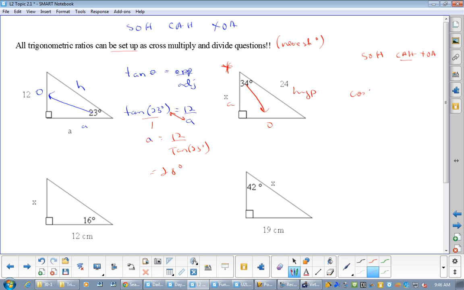So cos theta equals adjacent over hypotenuse. Cos 34 equals adjacent is, no, what's adjacent? I labeled it. Look, x. There should be no confusion if you labeled it. If you don't label your triangle, good luck.